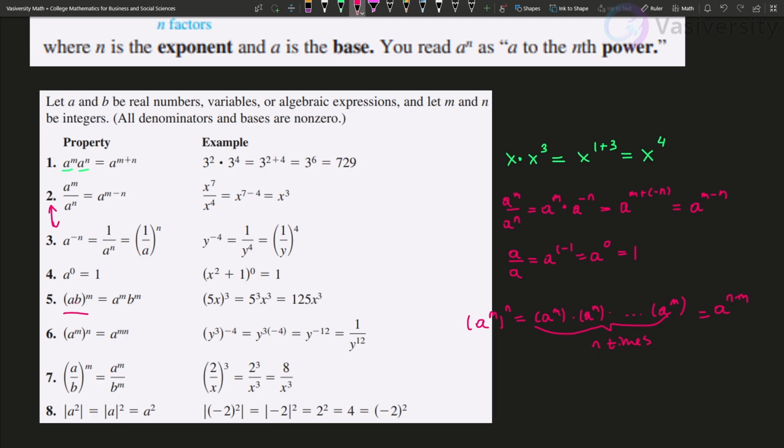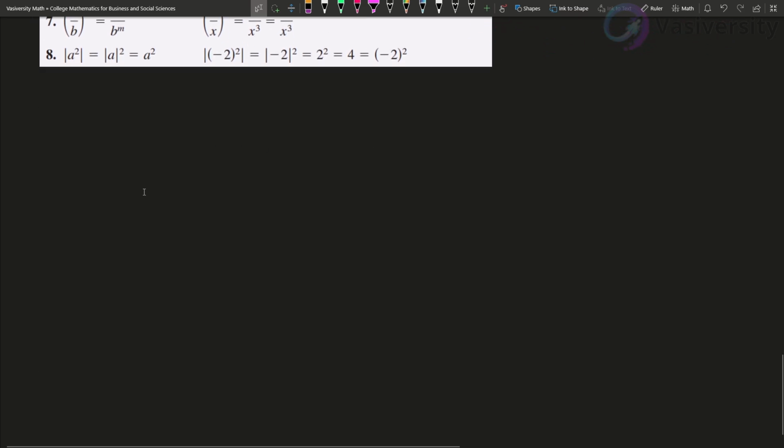But how about roots, right? Can we actually define roots? And what is a root? And can we have a proper definition of it and how it looks? Yes, we can. So we're going to talk about fractional exponents.